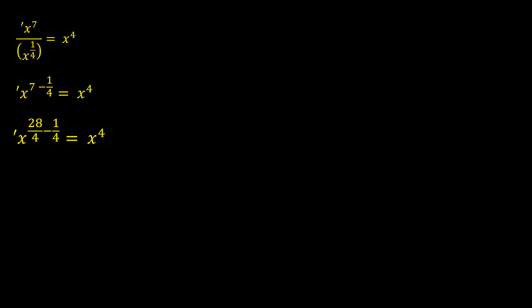Express 7 as 28/4 to get a common denominator. Simplify the exponent. 28/4 minus 1/4 is 27/4. Now we have x to the power of 27/4 equals x to the power of 4.